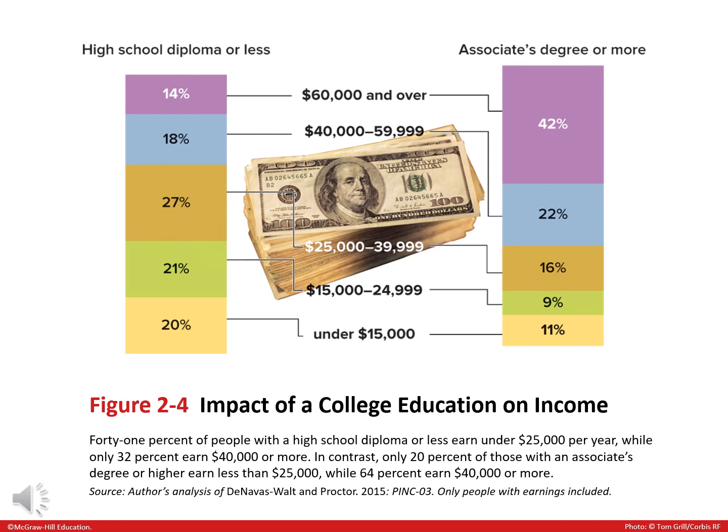And as you see, for those who make over $60,000, it's only 14% of those with a high school diploma or less. But with an associate's degree, it's 42%. So there is a difference of income and education levels.